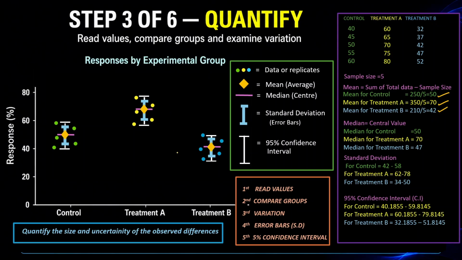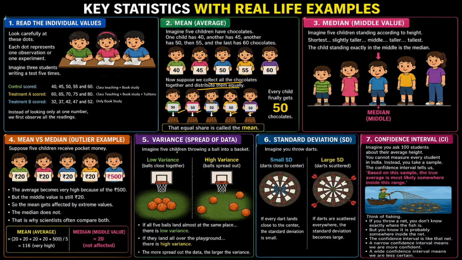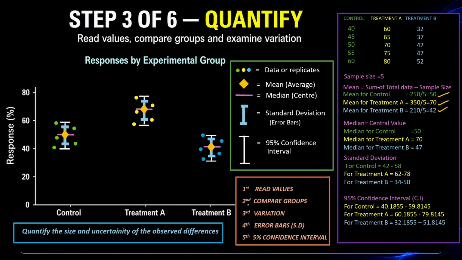Then we have to look at the median. Median is nothing but the middle value after arranging the numbers from smallest to largest. Imagine 5 children standing according to height: shortest, slightly taller, middle, taller, tallest. The child standing exactly in the middle is the median. For control, 40, 45, 50, 55, 60, the middle number is 50. Treatment A median is 70, treatment B median is 42. Unlike the mean, the median is not affected much by one unusual large or small value.